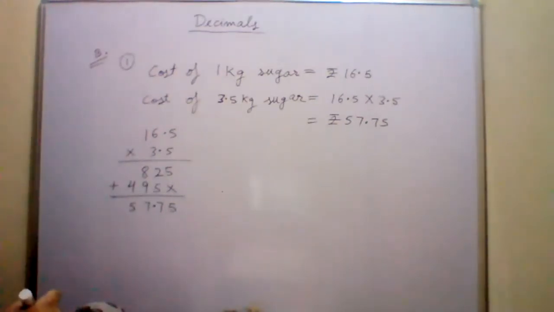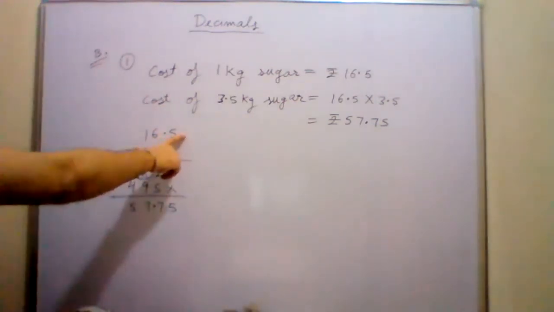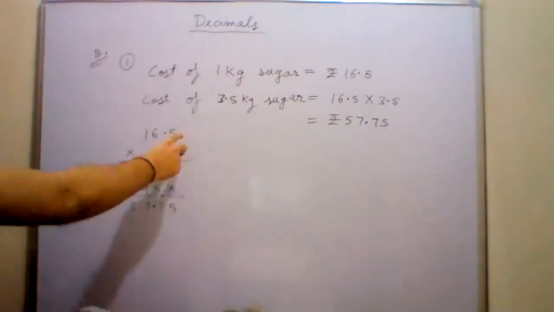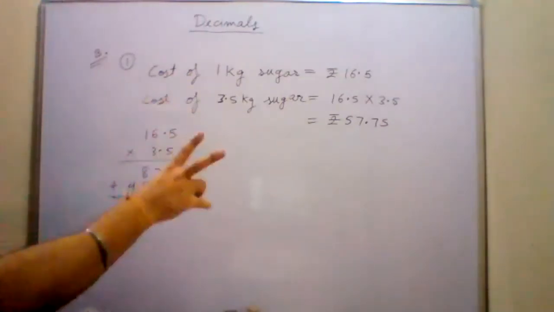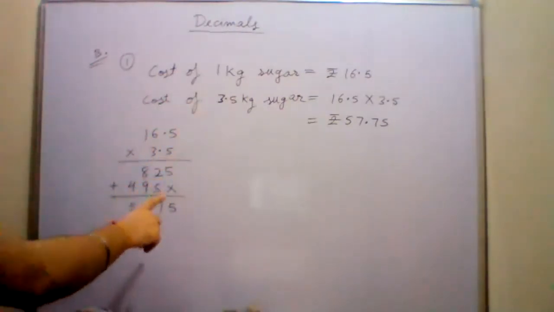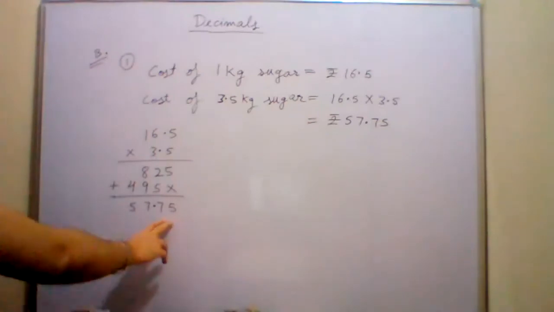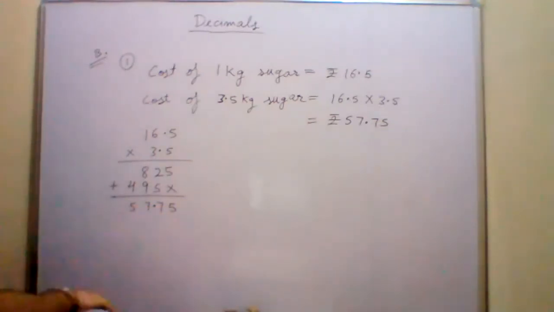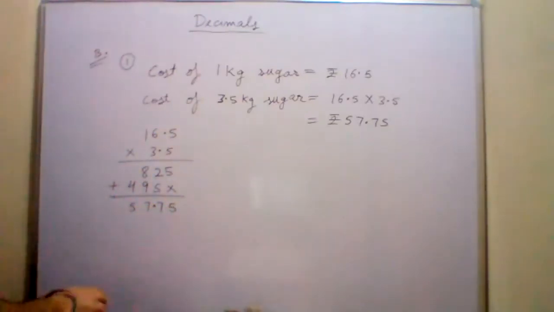You have done this in multiplication. In this chapter only, when you are doing multiplication, count the number of decimal places. In the first number, how many digits are there after decimal? One digit. In the second number, again 1. So total, 2 digits after decimal, one from this and one from this. So from the right side, leave 2 digits and put a decimal. In the answer also, you leave 2 digits.